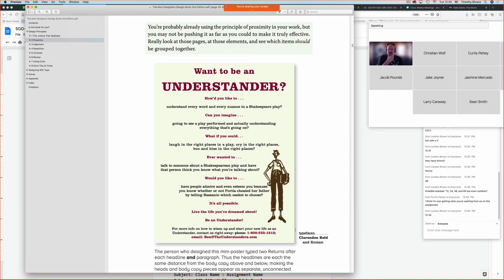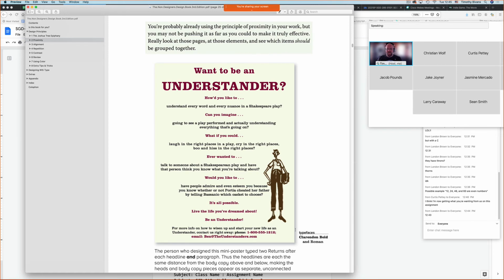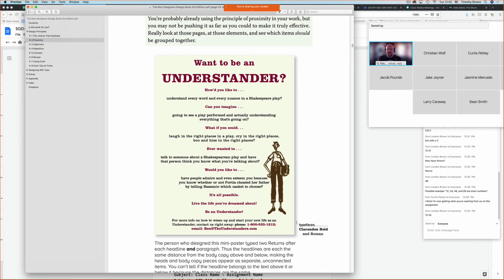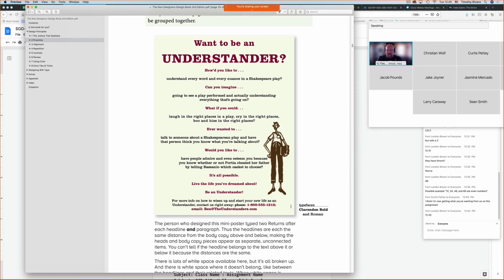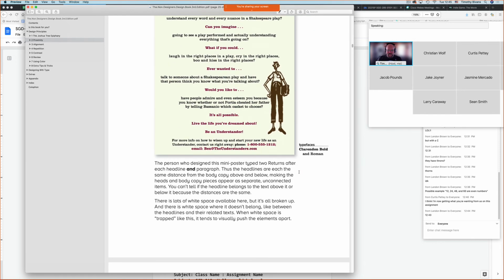All right, you're probably already using the principle of proximity in your work, but you may not be pushing as far as you could to make it truly effective. So really look at the page elements to see which items should be grouped together. So look at this one. There's some use of proximity, but you're not sure what's supposed to go together and what's not.